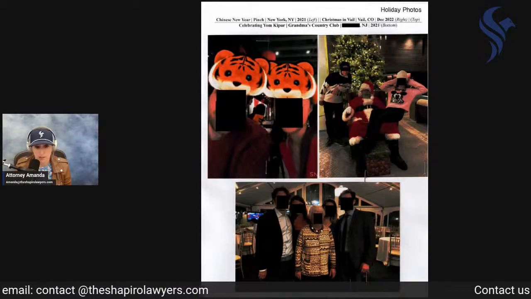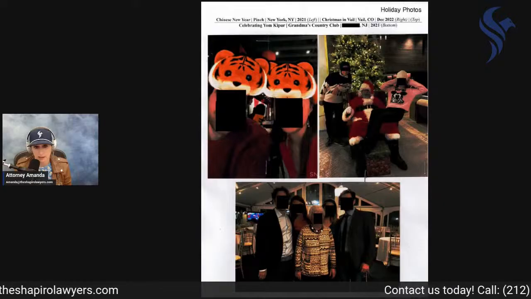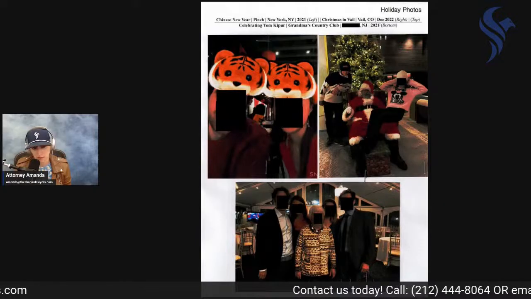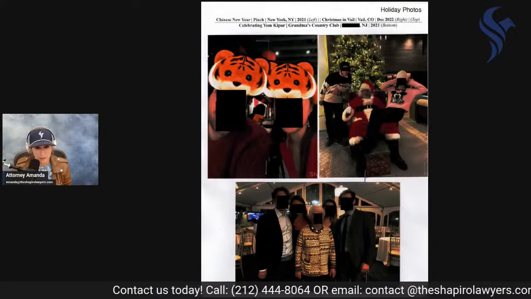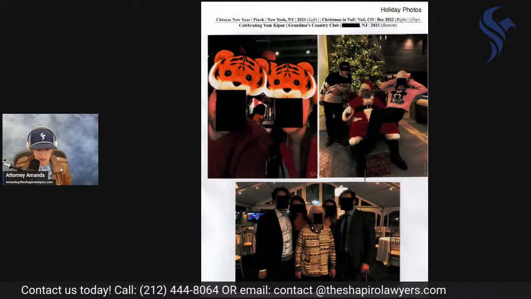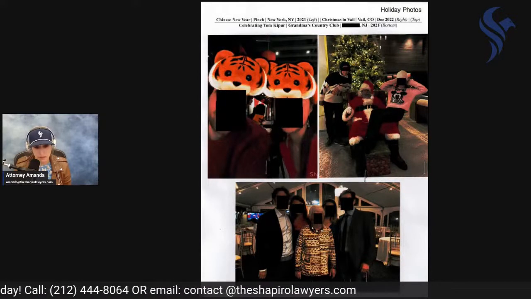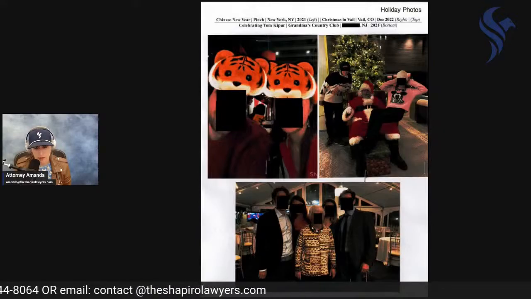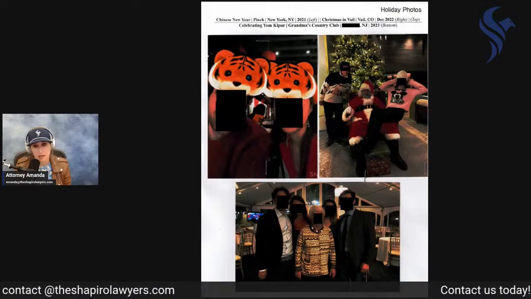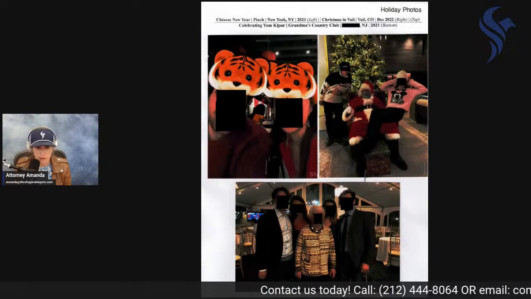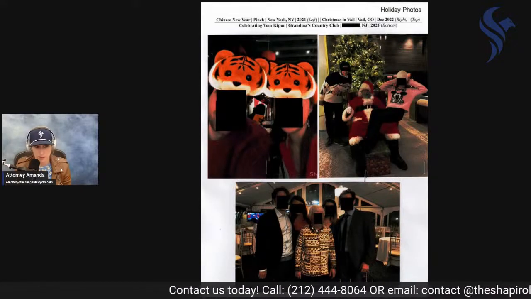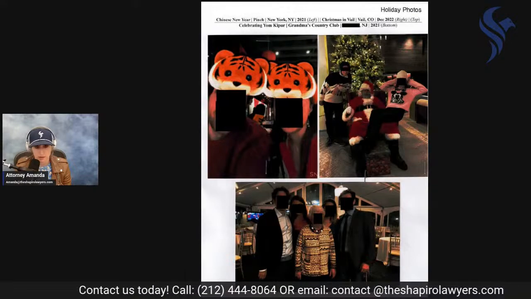Here's the Chinese New Year. Here's Santa. I didn't redact Santa's face because I think we all know what Santa looks like. And down here we have Yom Kippur at Grandma's Country Club. So it is great to show that you are participating in activities that are important to your spouse, or something that is related to your spouse's identity.